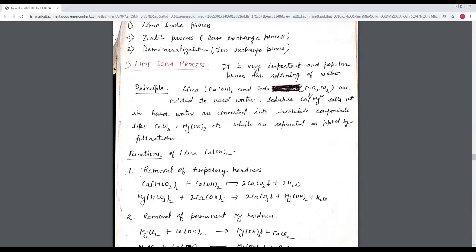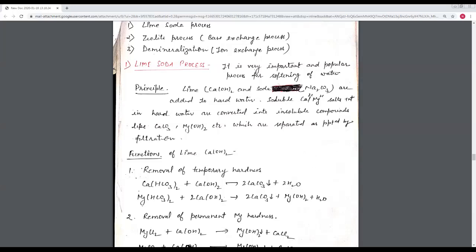Lime soda process is a very important and popular method for softening of water. Here the principle is that all the soluble impurities, all the soluble compounds, are converted into insoluble compounds. When they convert into insoluble compounds, we can remove them easily because they are found in the precipitated form. So here the principle says that lime, calcium hydroxide, and soda, which is Na2CO3. So here are the two compounds: the lime Ca(OH)2 and the soda Na2CO3.